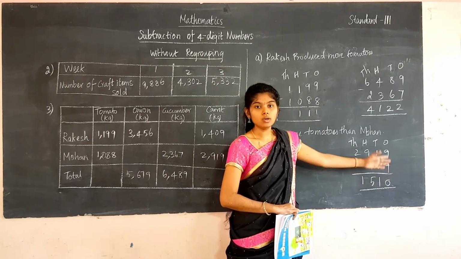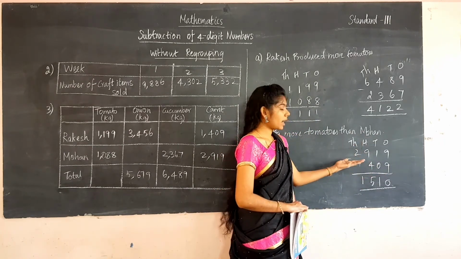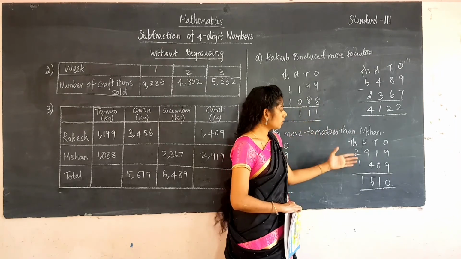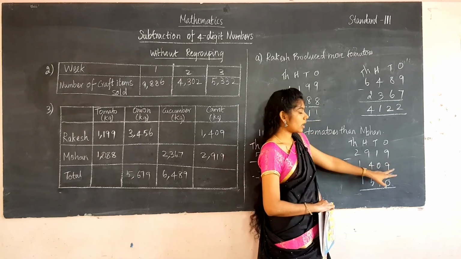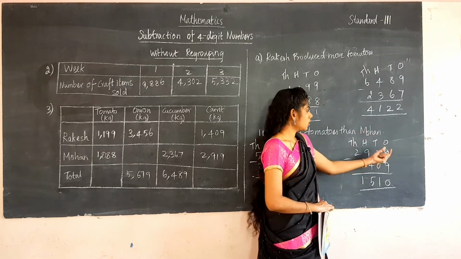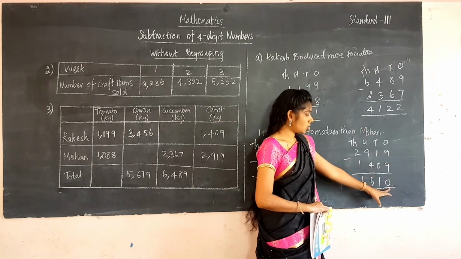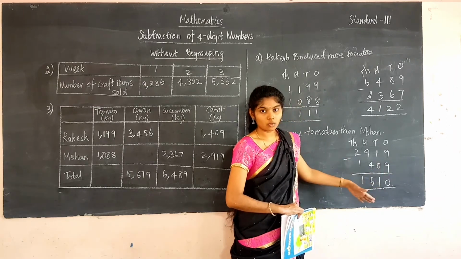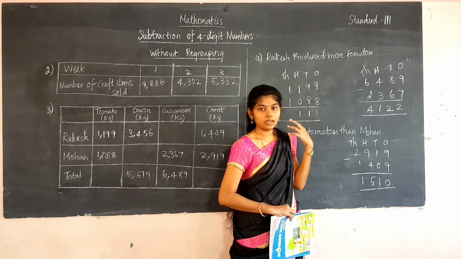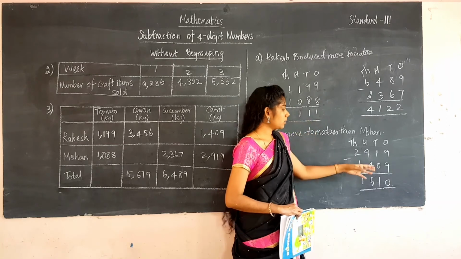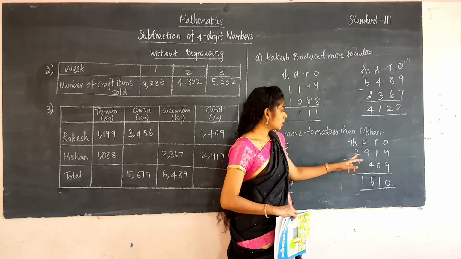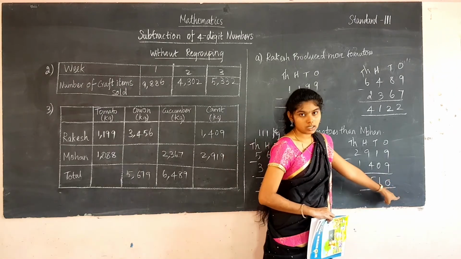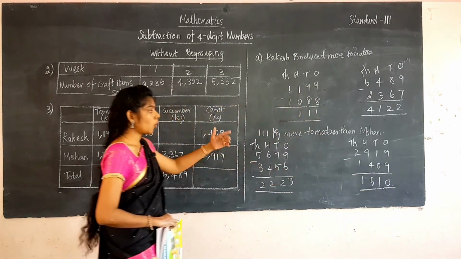Already you know how to do subtraction for 1-digit, 2-digit and 3-digit numbers. So here we are doing it for 4-digit numbers, but you are subtracting only one place at a time, right? So write 9 minus 9 is 0, you know that. Then 1 minus 0 is 1, 9 minus 4, calculate in your mind, you will get 5. So 2 minus 1 is 1. So 1510 is the answer. That is how many more they have produced.